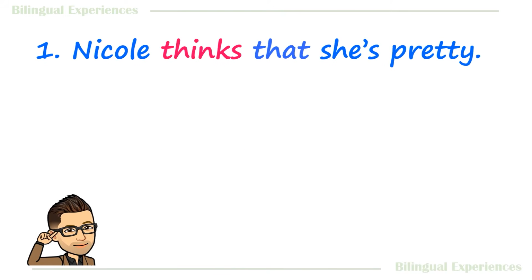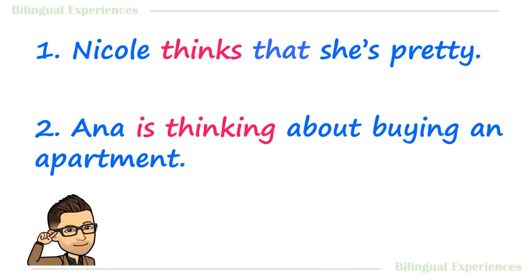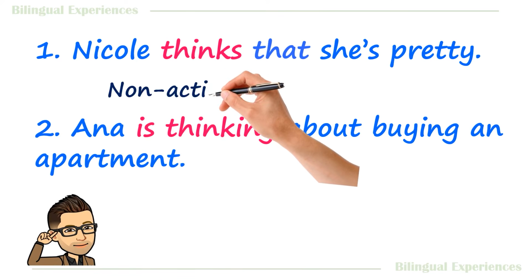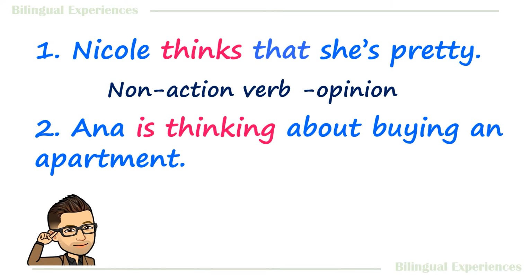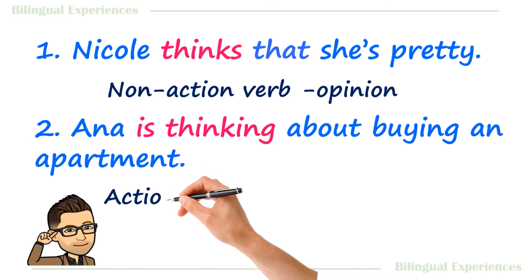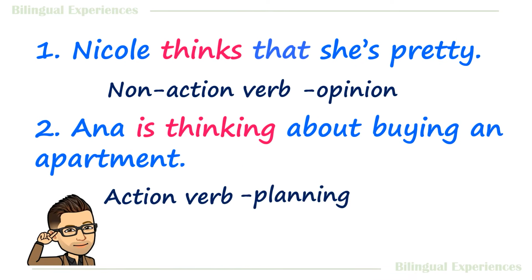Number 1. Nicole thinks that she's pretty. Number 2. Anna is thinking about buying an apartment. So for number 1, we have thinks. That is a non-action verb because it refers to someone giving an opinion. But in the case of number 2, is thinking. It's not an opinion. It's actually very similar to the verb planning, which would be an action verb.